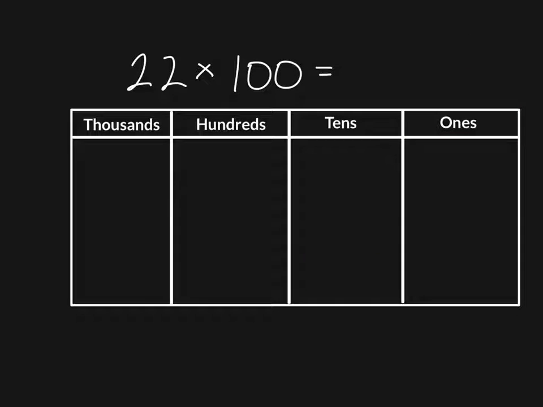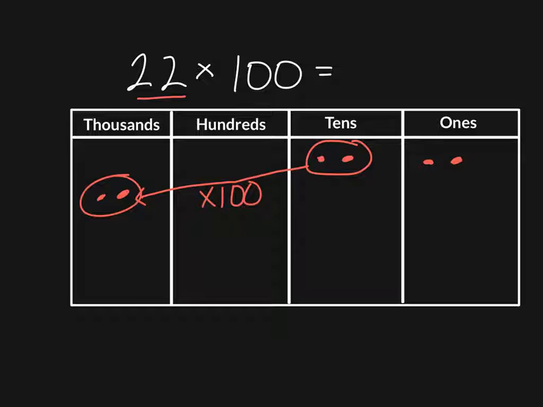In this problem, we have 22 times 100. So I'm going to take my 2 tens, 2 ones, there I've modeled my number 22, and I'm multiplying it by 100. Well, what we learned at the beginning of this lesson is that if we are multiplying by 100, we can hop 2 places over on the place value chart. I would come here for times 10, here for times 10 more. That is my times 100. And those 2 tens become 2 thousands.